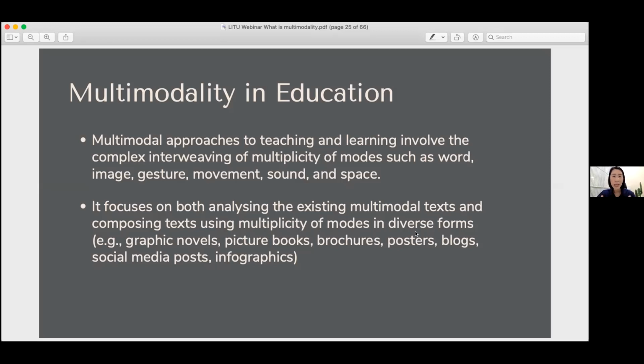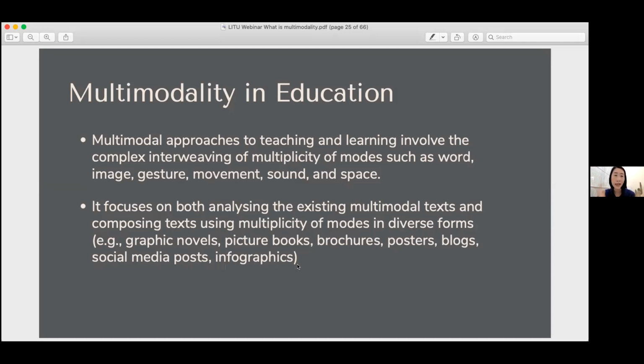So there are a lot of things that you can do, right? Graphic novels, picture books, brochures, posters, blogs. Right now, you can have them write blogs or do some vlogging, social media posts, or even infographics. I think infographics are a great way to combine text and image, because you need to have both in order for that message to be clear.